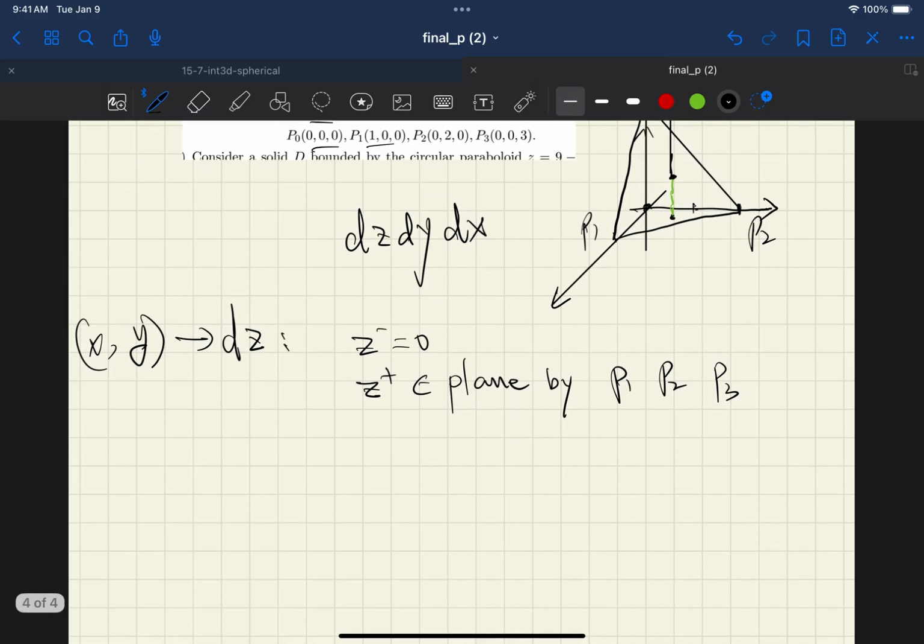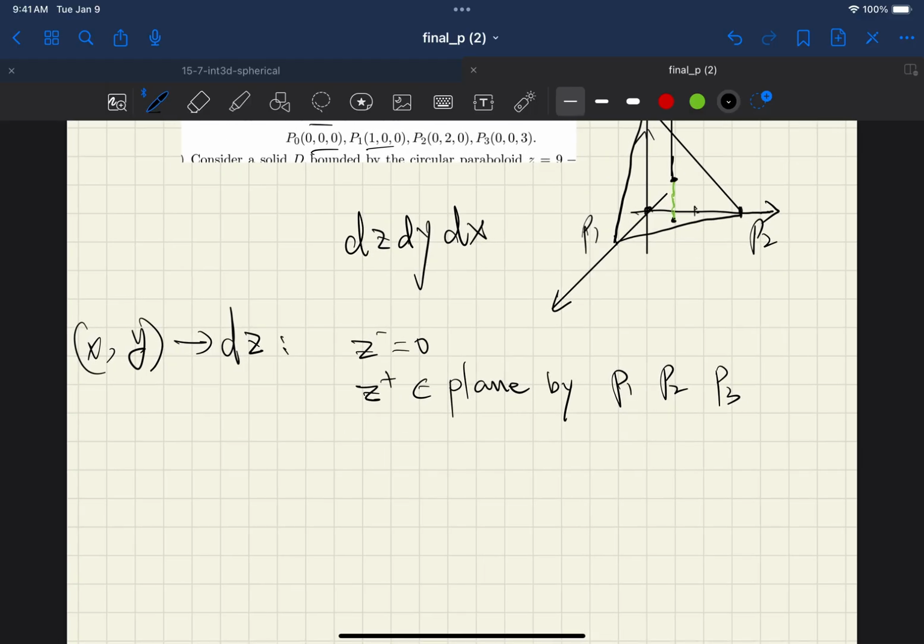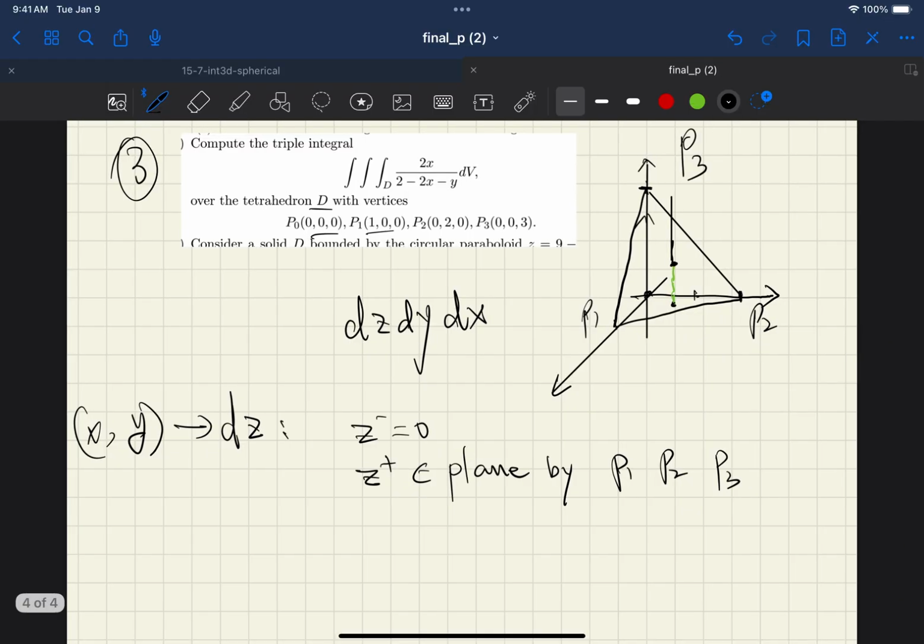So a shortcut I want to introduce through this example is that we don't need to use the general formula which relies on computation of a cross product for the plane equation. So for this problem, whenever you have P1, P2, P3 lying on the x, y, z axes, then you have a simpler formula.